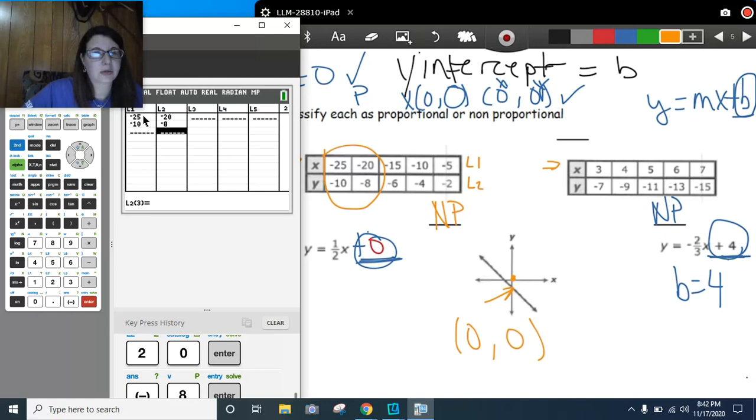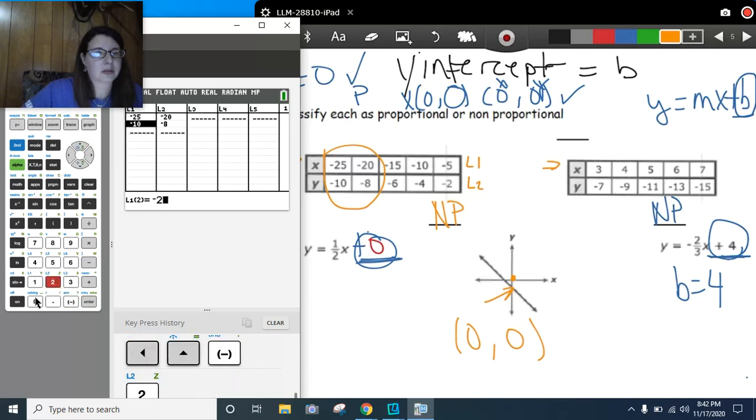Ooh, I did that backwards. I entered it as I saw it, and that was going to give me the wrong answer. 25 and 20 are my x's. So -25 and -10 go correct. My 2 ordered pairs are together. And -20, there we go.